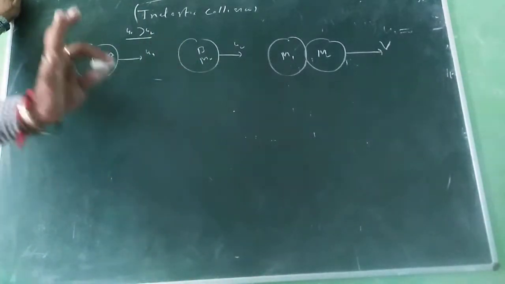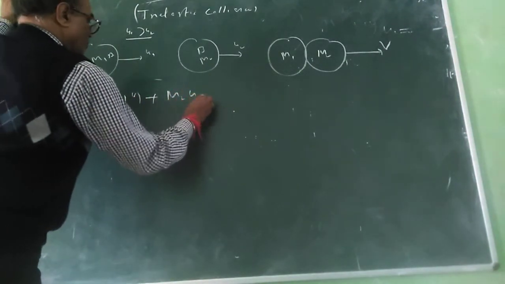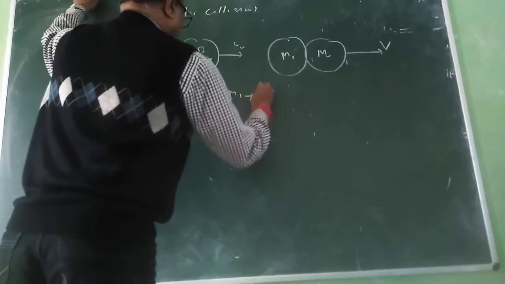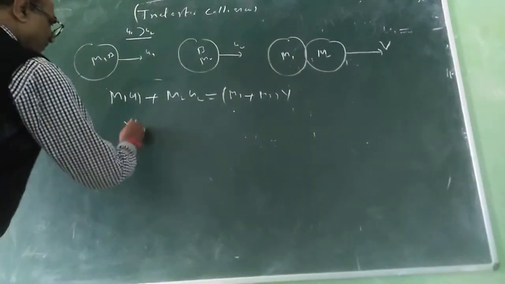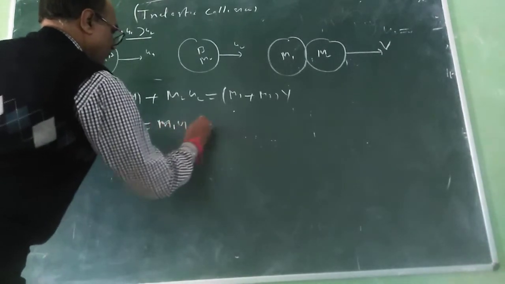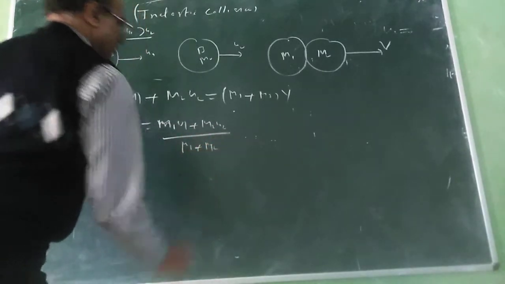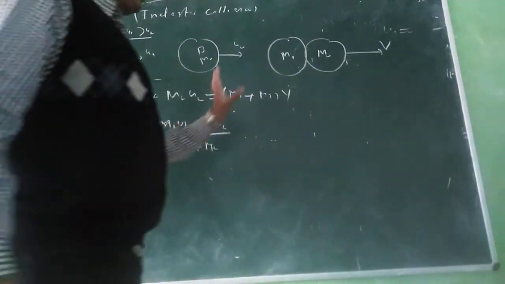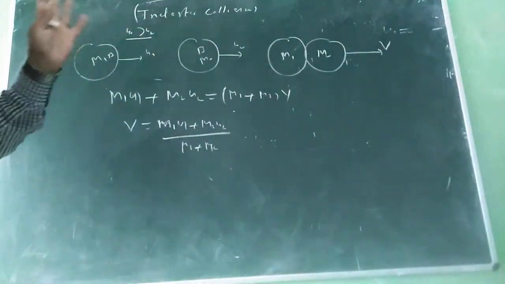According to conservation of momentum, m1 u1 plus m2 u2 is equal to (m1 plus m2) into v. So v is equal to (m1 u1 plus m2 u2) upon (m1 plus m2). This is our final velocity. They move with a common velocity because they stick together.